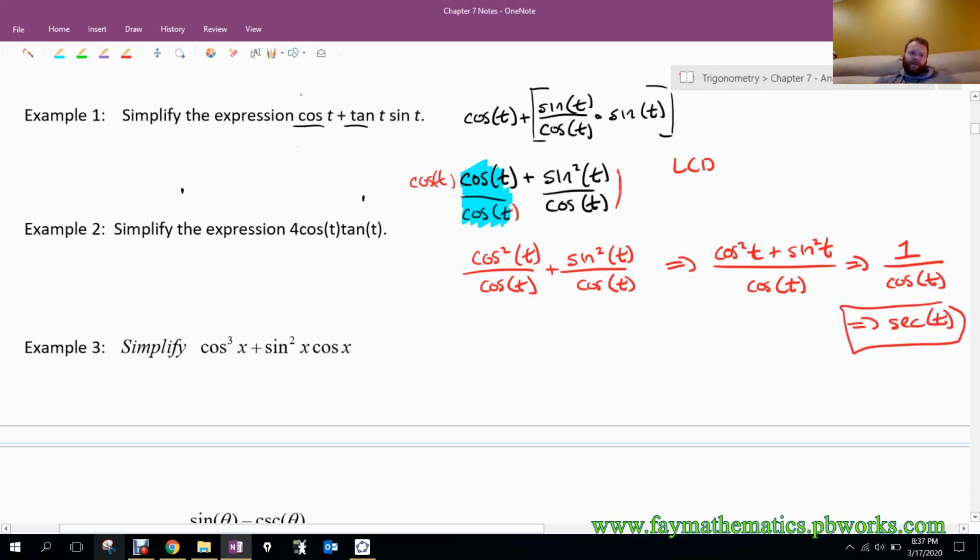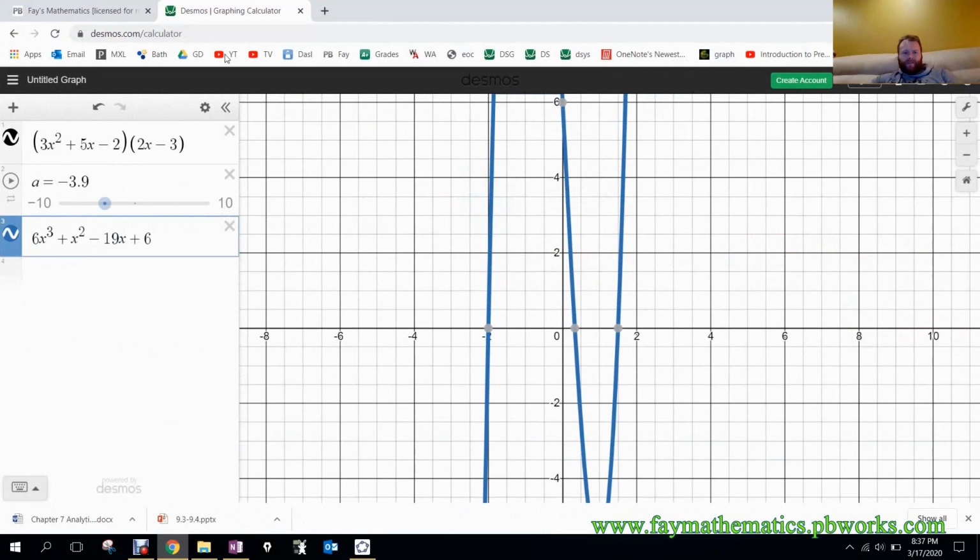So what did we just find out? This is an alternative way of writing secant. Okay, and we can check this now. If you're going to check this, use this version of Desmos.